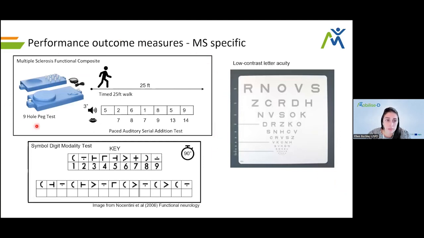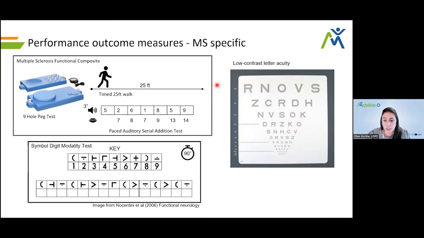So going into the performance outcome measures in a bit more depth, as you can see here, these are the items that make up the MSFC. The timed 25-foot walk is a short walk where patients are asked to walk as fast as possible. They start from a standing start and they use their usual walking aid. And actually, how changes in this timed 25-foot walk time relate to the digital mobility outcomes is one of our secondary outcome measures for the study in this cohort.